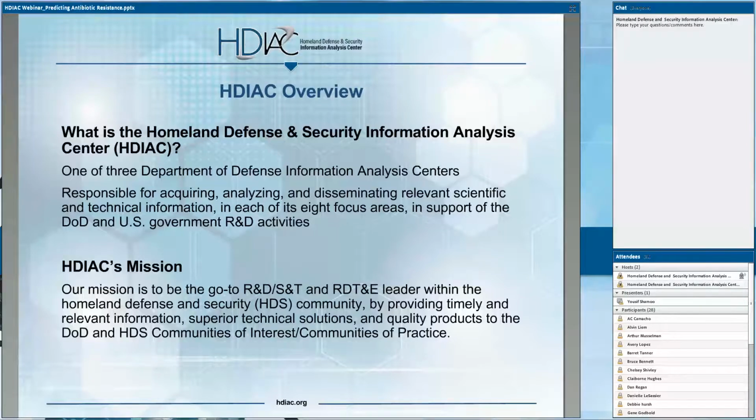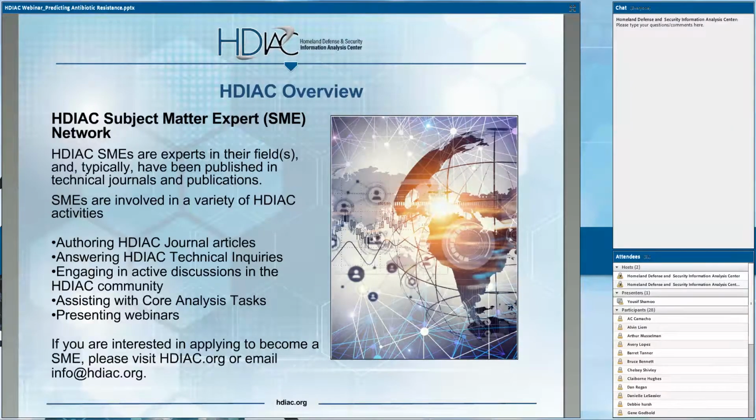We pursue this mission across 8 discrete focus areas: alternative energy, biometrics, CBRN defense, critical infrastructure protection, cultural studies, homeland defense and security, medical, and weapons of mass destruction. Our external subject matter expert network is a critical tool in achieving this mission. And if you have expertise in one of our focus areas, we very much encourage you to apply. Our SMEs help us provide the military and government with the most up-to-date and cutting-edge information.